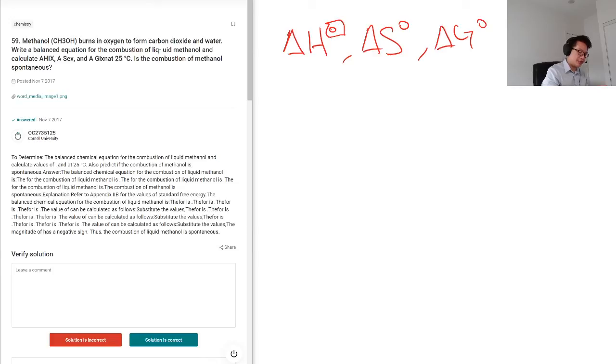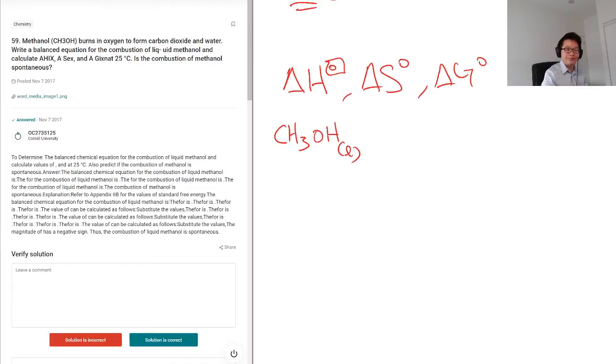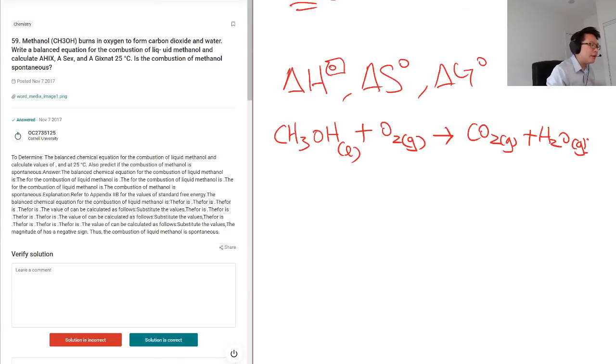Okay, first of all, we have a combustion reaction with methanol, so we have CH3OH, liquid. For a combustion reaction, we are going to burn our organic compound in oxygen, so we are going to add oxygen, and then we are going to have only CO2 and H2O as our products. So this is called a complete combustion reaction. The next step, we are going to balance the chemical reaction.